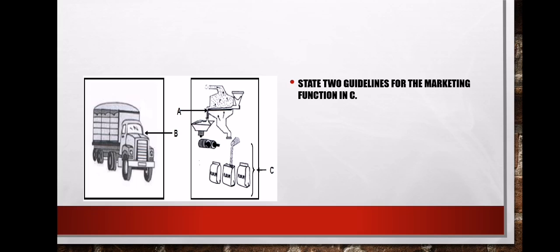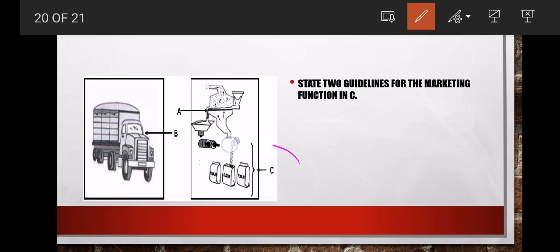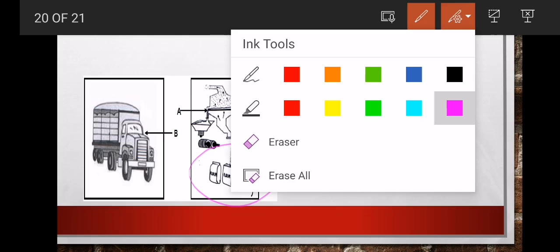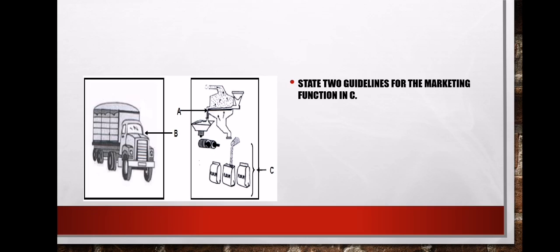What are they saying? State two guidelines for the marketing function, which is C. You see with this question, my lovely people, they want you to first know what is marketing function C. If you don't know what is marketing function C, it means you will not be able to answer this question. We said marketing function C, it's packaging. So they want us to give the guidelines, which we can also call aspects. One, product information.